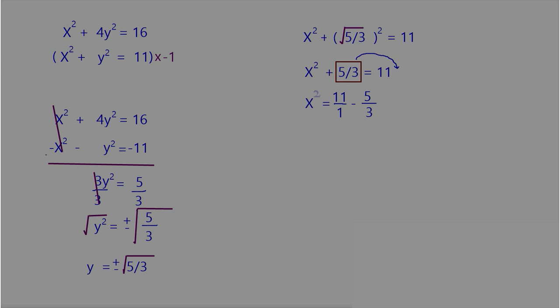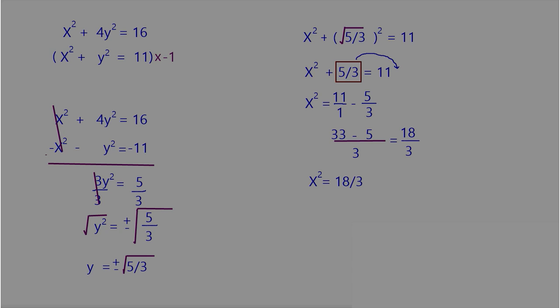What we want to do now is to find the LCM. The LCM of 1 and 3 is just 3. 3 divided into 1 goes 3 times. 3 times 11 equals 33. 3 divided into 3 goes 1 time. 1 times 5 equals 5. 33 minus 5 equals 18, and we carry back the LCM. Now we have x squared equal to a fraction of 18 over 3.